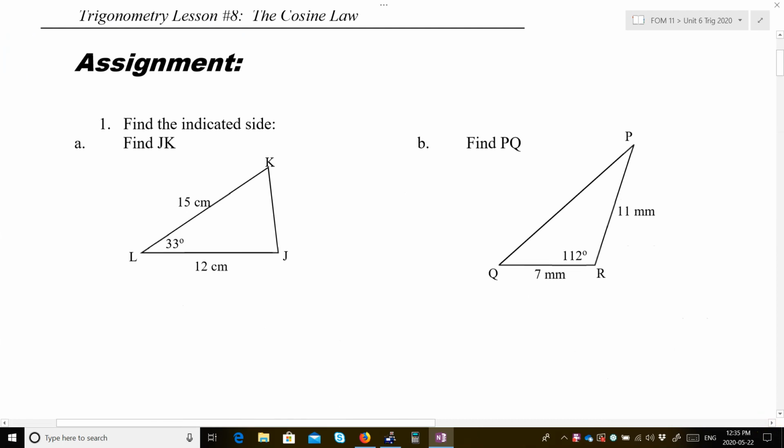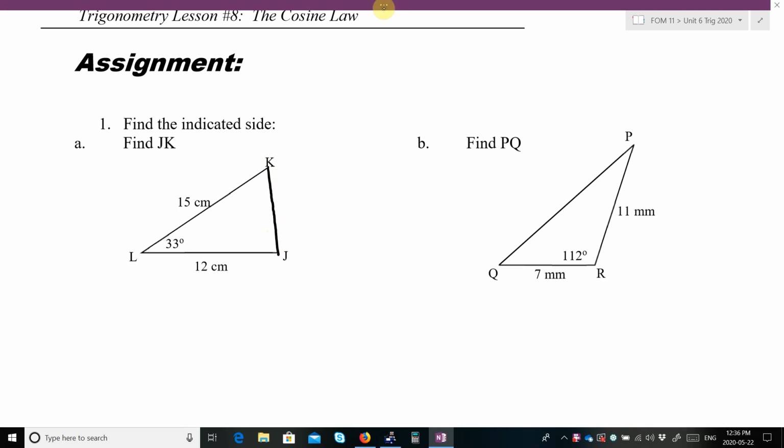Number 1 says find the indicated side. In A, they want us to find JK, which is right here. And I'm going to switch to blue.